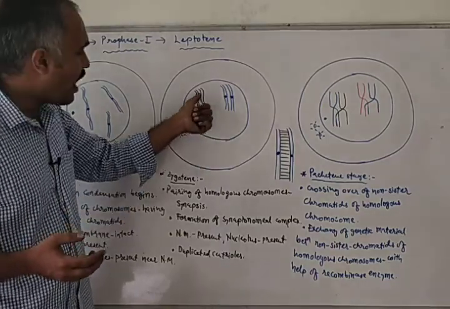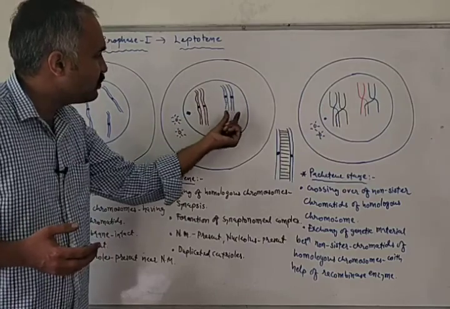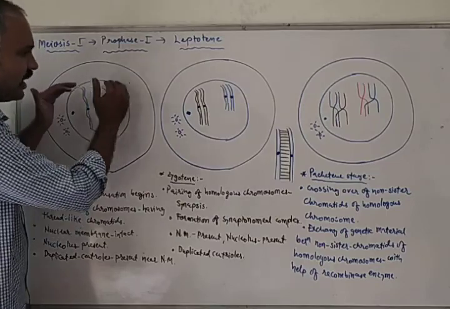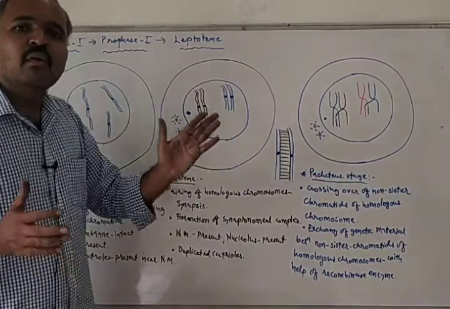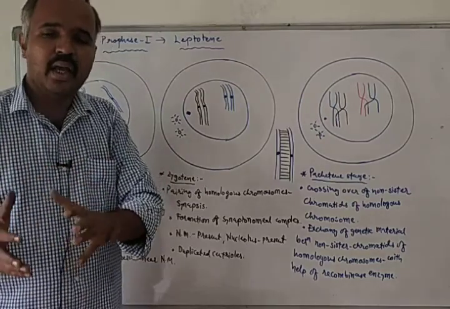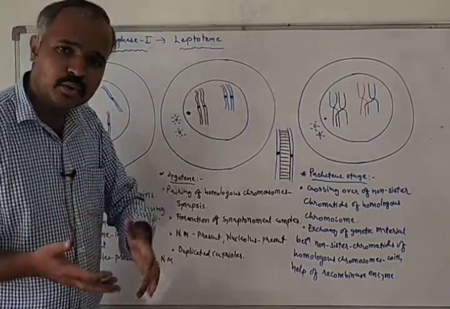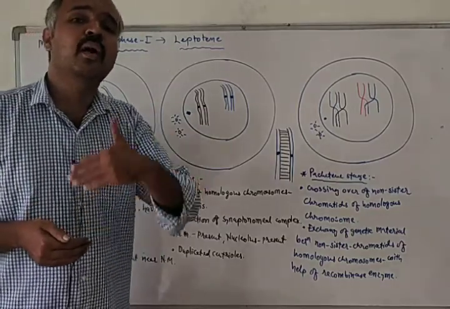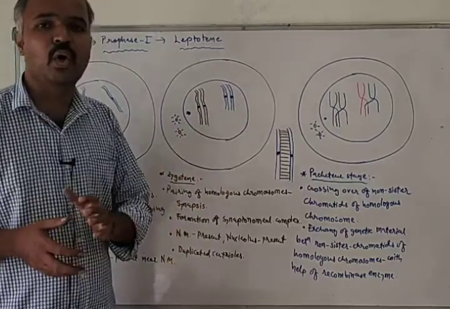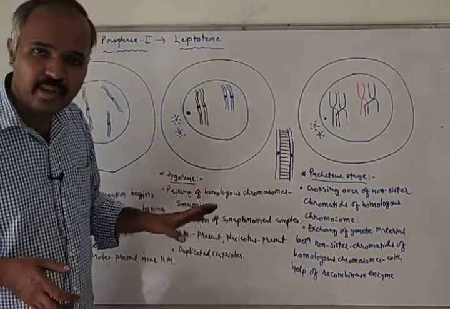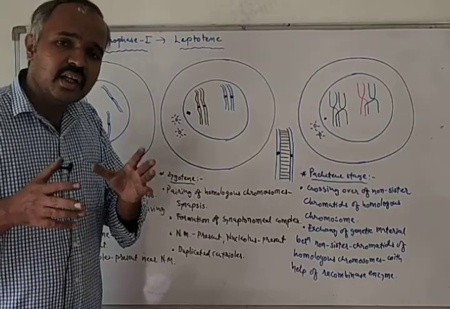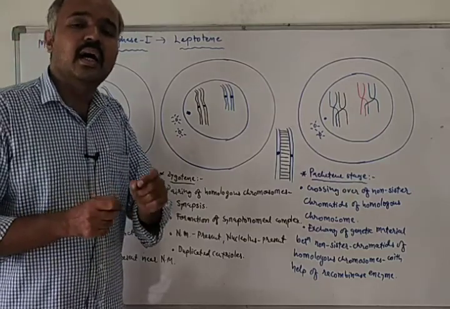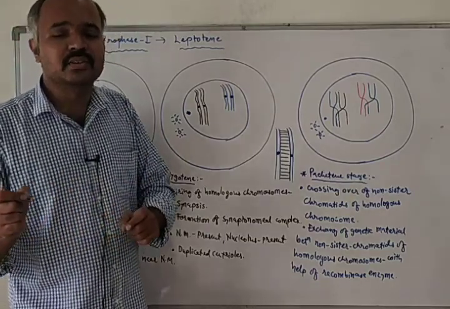In zygotene, we can now see pairs of chromosomes. Here the chromosomes were formed, but in this stage the formed chromosomes will form pairs. The chromosomes produced by condensation will now pair with their homologous chromosomes. So there will be pairing of the homologous chromosomes during the zygotene stage.